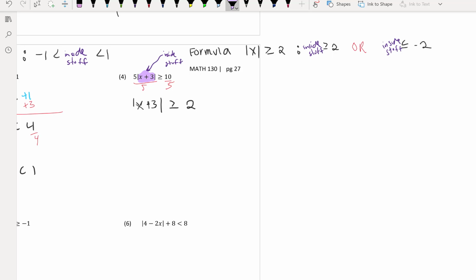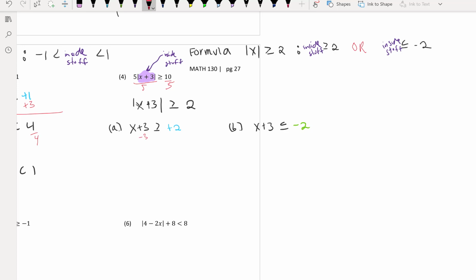So remember, if the absolute value is greater than or equal to a value, then you see the inside stuff is greater than or equal to 2, or the inside stuff is less than or equal to negative 2. So I'm going to go ahead and split this into my 2 equations. So for my first equation, I'm going to have the inside stuff, so that's the x plus 3, greater than or equal to a positive 2. Now for my part B, I'm going to have the inside stuff, so that's going to be my x plus 3. Now I'm going to say less than or equal to, and now I'm going to have my negative 2.